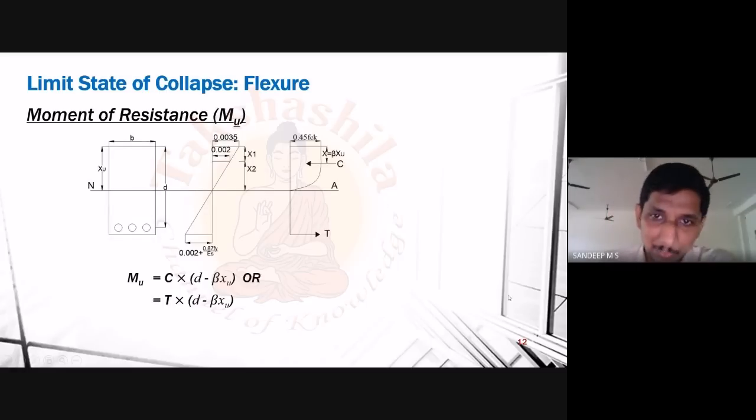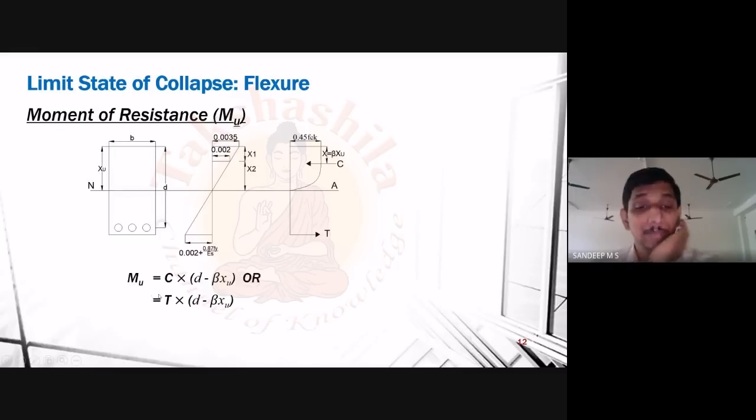Coming back, as we have seen, we will be having a total compressive force in the compressive zone, and a total tensile force, represented by capital C and capital T. And we have seen that the internal couple, or in other words the moment of resistance, will be equal to the magnitude of this couple. We can either take C multiplied by the lever arm, where the lever arm is the distance between these two forces, or I can take T and multiply with the lever arm. Okay, so that is what is written here.